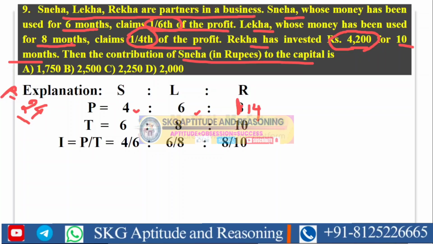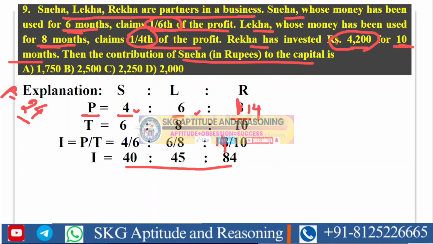And the time period: Sneha invested her amount for 6 months, Lekha invested her amount for 8 months, and Rekha invested her amount for 10 months. So 6 months, 8 months and 10 months. So we need the investment ratio. For the investment ratio, we need to divide profit by time period. We will get the investment ratio, that is 4 by 6, 6 by 8 and 14 by 10. And if we simplify this, we'll get the ratio as 40 is to 45 is to 84.